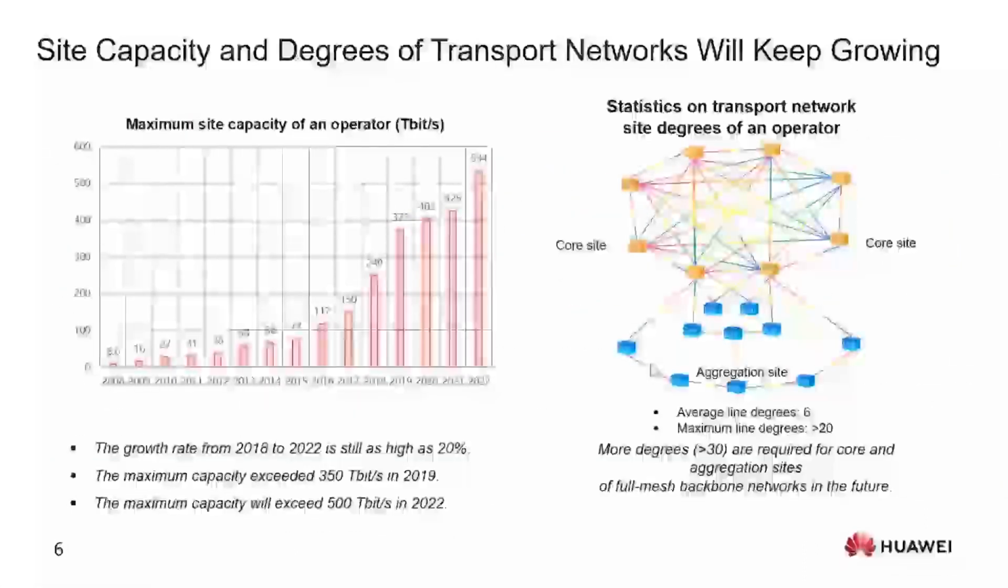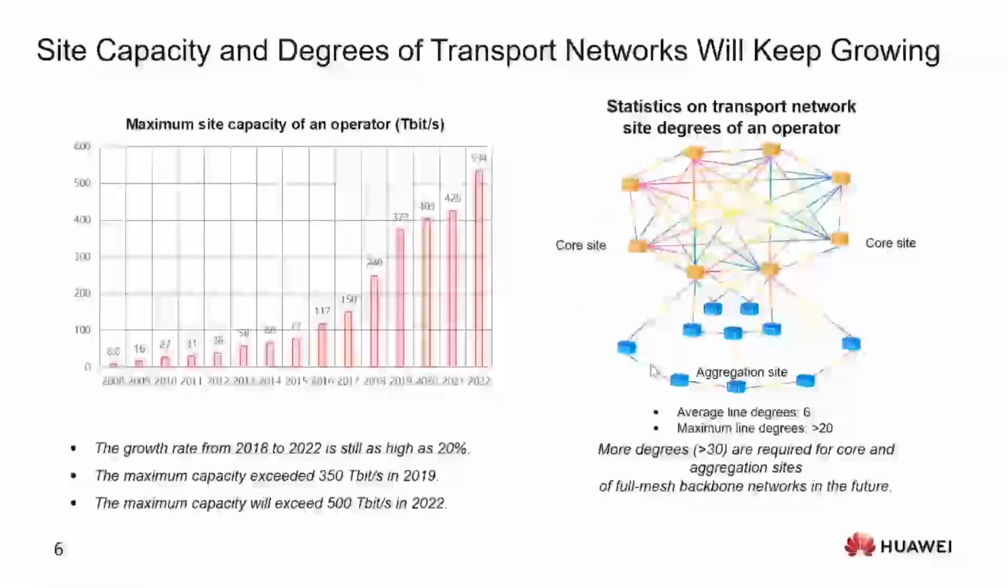If we look back at the history, we will see that the site capacity is growing exponentially. In the coming 2 or 3 years, the capacity of a site will be more than 400 terabit or even 1 petabit. So this really puts some pressure on the network.